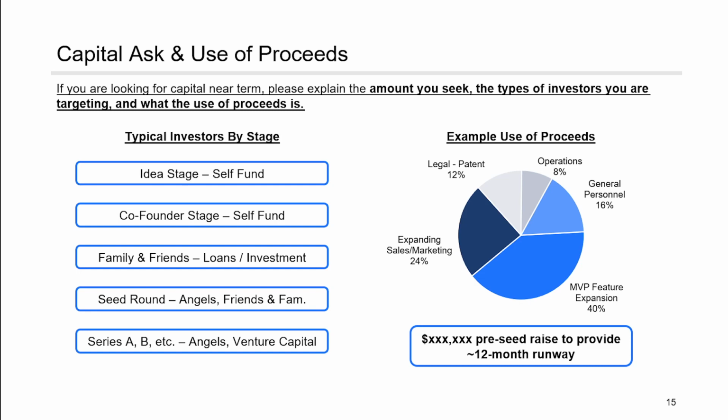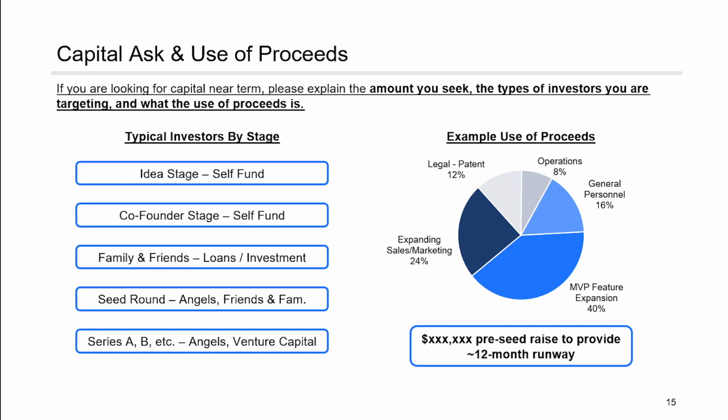Now, once you know kind of who you're targeting and what you're trying to do, it's important to understand what do they care about and what language are you trying to speak to them. So on the right, you'll see an example use of proceeds, walking through 5 big buckets that I typically see the average startup speak to. So one is, of course, sales and marketing. So in this case, the startup's looking to expand their sales and marketing. One is legal. In this case, it looks like the startup is trying to pay for some additional patent expenses.